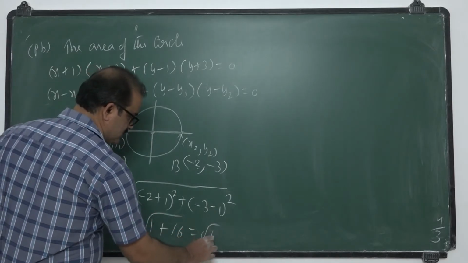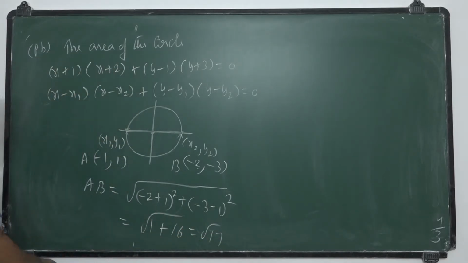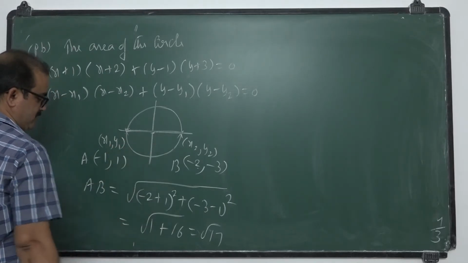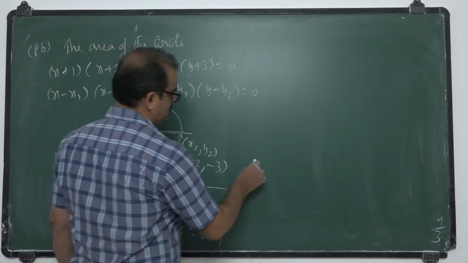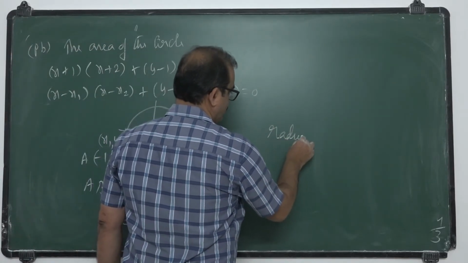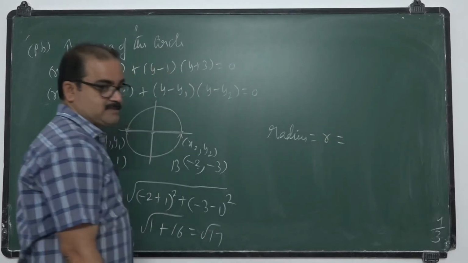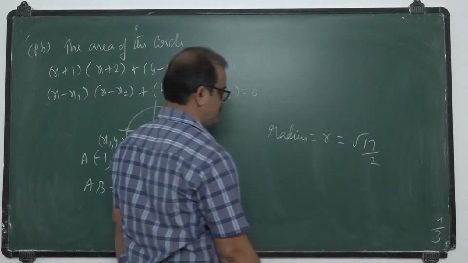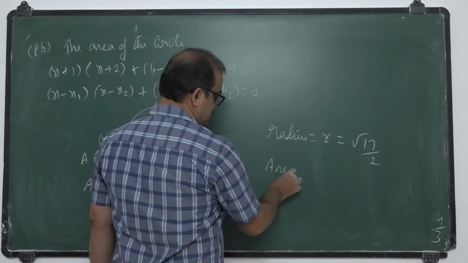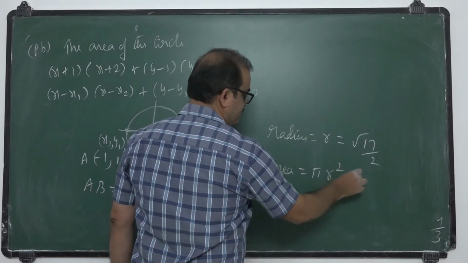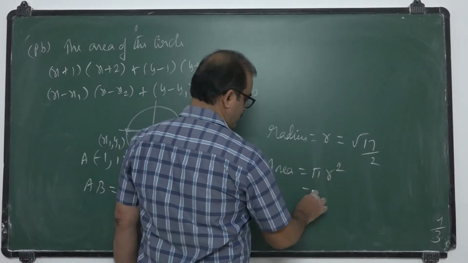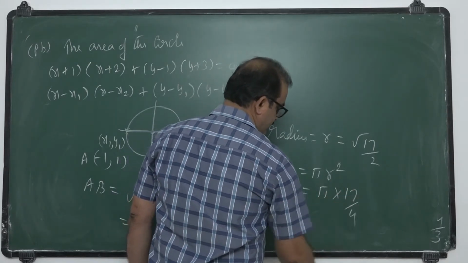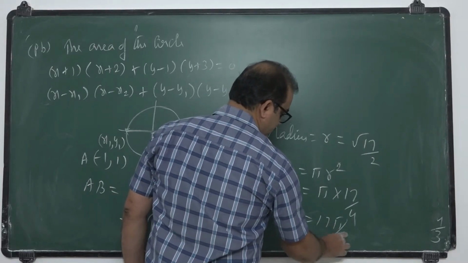So this is root 17. This is the length of the diameter. AB means diameter. Then radius r is equal to half of the diameter, root 17 by 2. Hence the area of the circle is pi r square, pi into 17 by 4. This is 17 pi by 4.